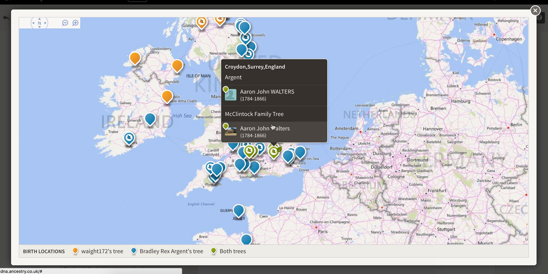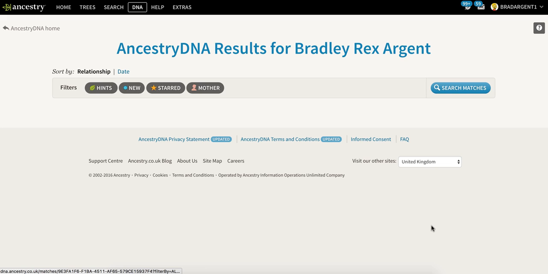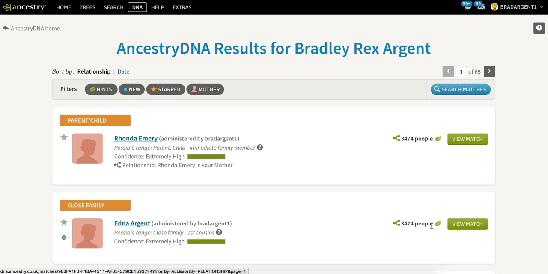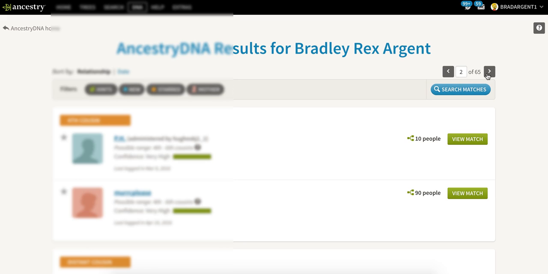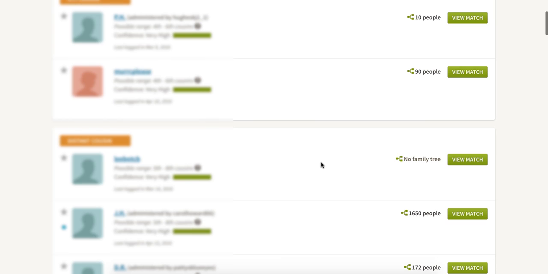Now let's have a look at those cousins that aren't shared ancestor hints, that are actually just direct genetic matches. Okay, let's look at these fourth cousins or closer. If I click on this link, I get the same result as clicking on this link: just see all of the matches, and all of them in order. Now I have a lot of fourth cousins, and it's great, but what I want to do is look at somebody who's a little bit more distant. So I'm going to click on the second of 65 pages of cousin matches, and I'm going to look down here at the very first distant cousin I've got.